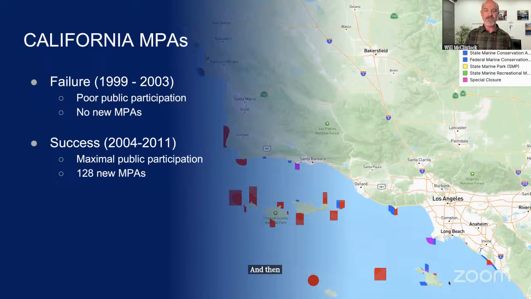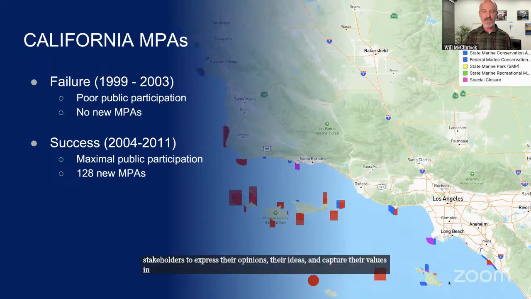So that's sort of where I came from when developing SeaSketch, trying to sort of mimic this public process and this participatory planning tool that allowed stakeholders to express their opinions, their ideas, and capture their values in such a way that they could be inserted into the planning process.